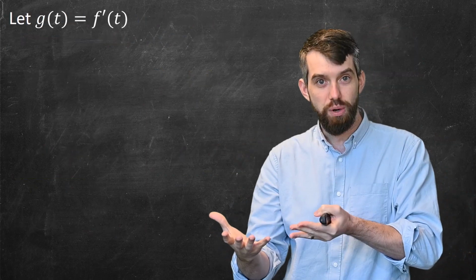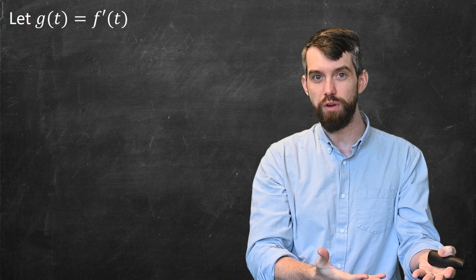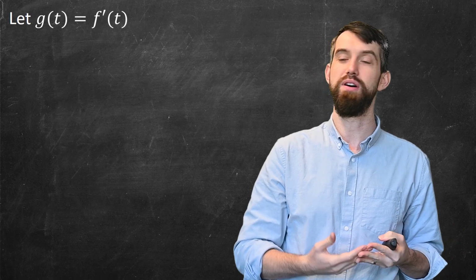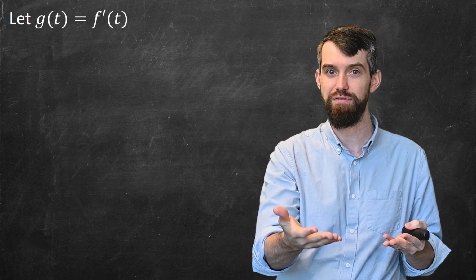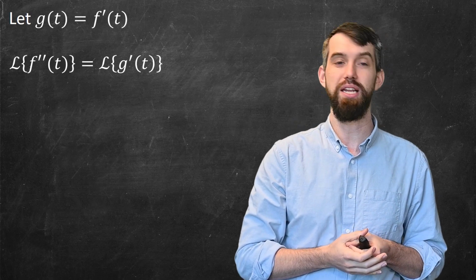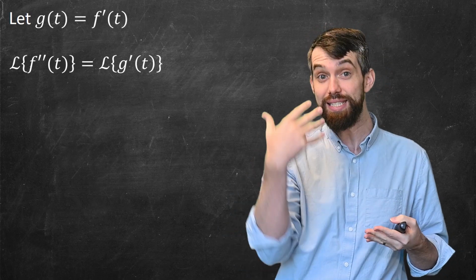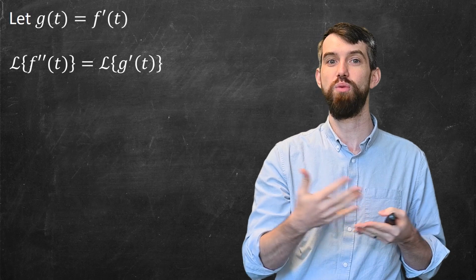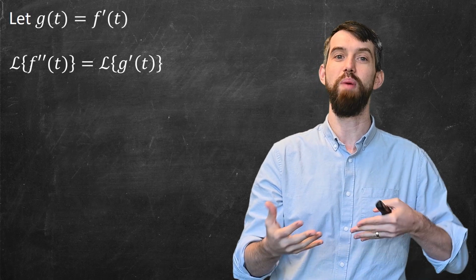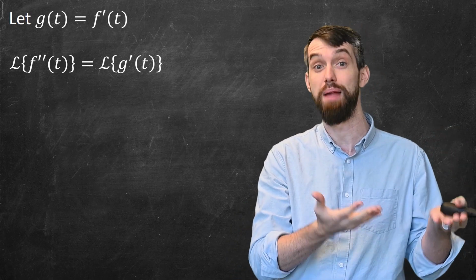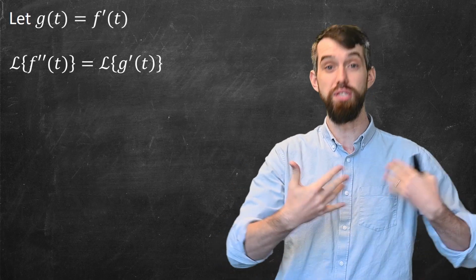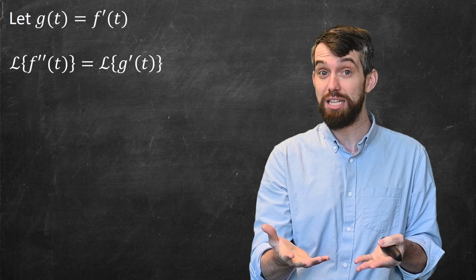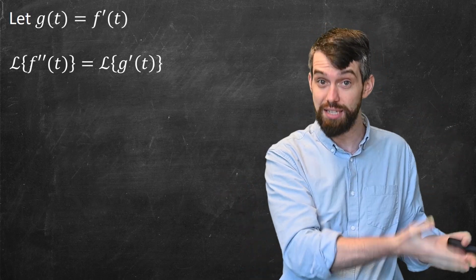So that was the first derivative. I now want to try the second derivative. Let's imagine I've got some function g of t that is equal to just the derivative of f. Then if I'm interested in computing the Laplace transform of the second derivative, well, what do I do here? This is nothing but the Laplace transform of g prime by my definition of g. The reason I've introduced this g is because we know how to take the Laplace transform of a single derivative. We just did that.